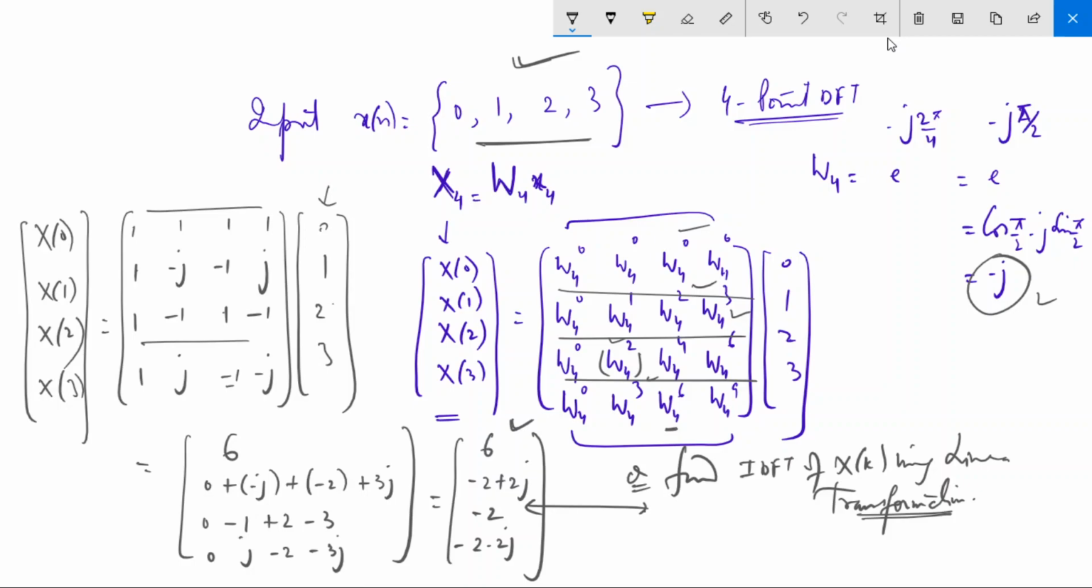Okay, and for this you have to simply take the same concept. x of n is nothing but 1 by N, W N to the power minus nk into X of k, and it is conjugate here. So you have to first find WN, that we already found here, W4, take its conjugate, multiply with the DFT and divide each sample with N, you will get the input sequence. This you have to verify. Okay, you have to find the IDFT of this using this matrix transformation, and your answer should be this 0, 1, 2, 3. Okay.